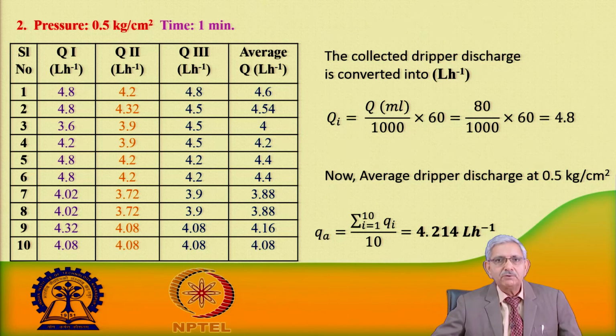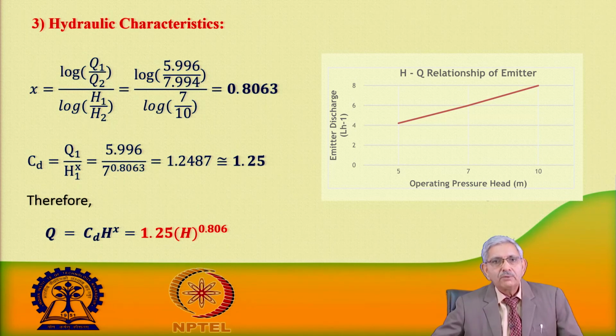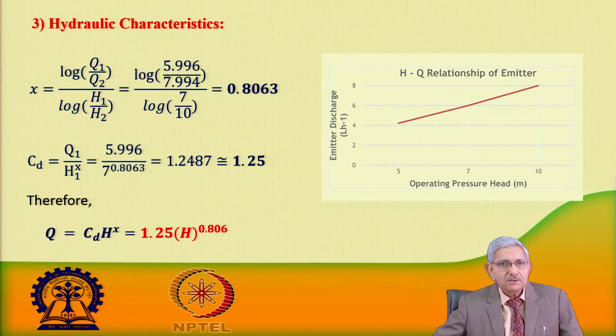Similarly, for 0.5 kg per square centimeter, these values have been estimated, and then we are getting the hydraulic characteristics. If you remember, the discharge Q is related to the operating pressure h to the power x. So, we have the discharge versus the operating head; the discharge is dependent on the operating pressure head.